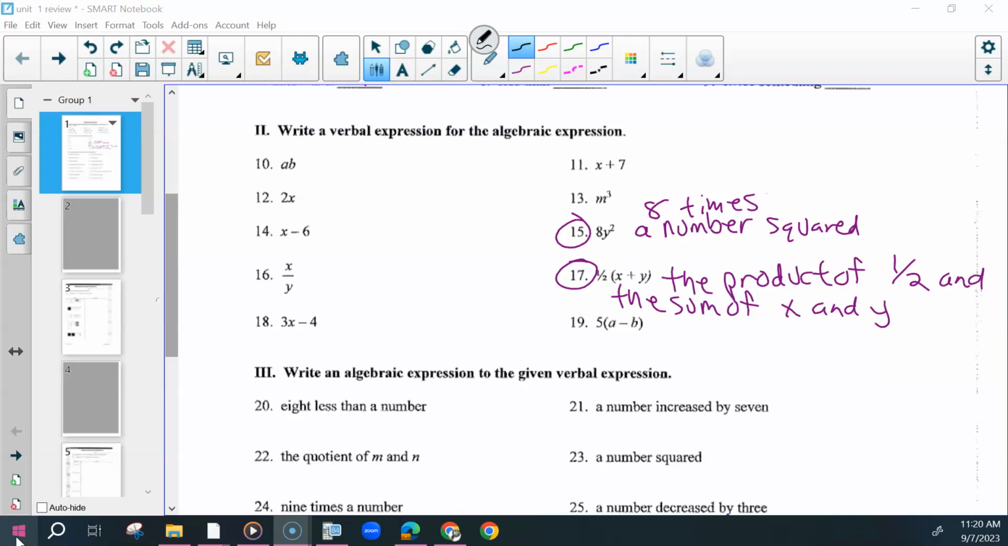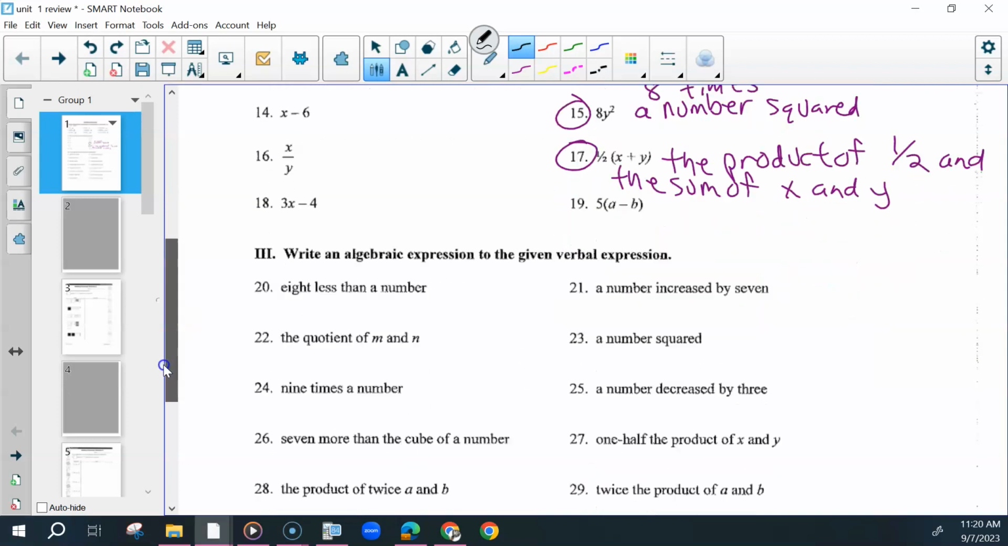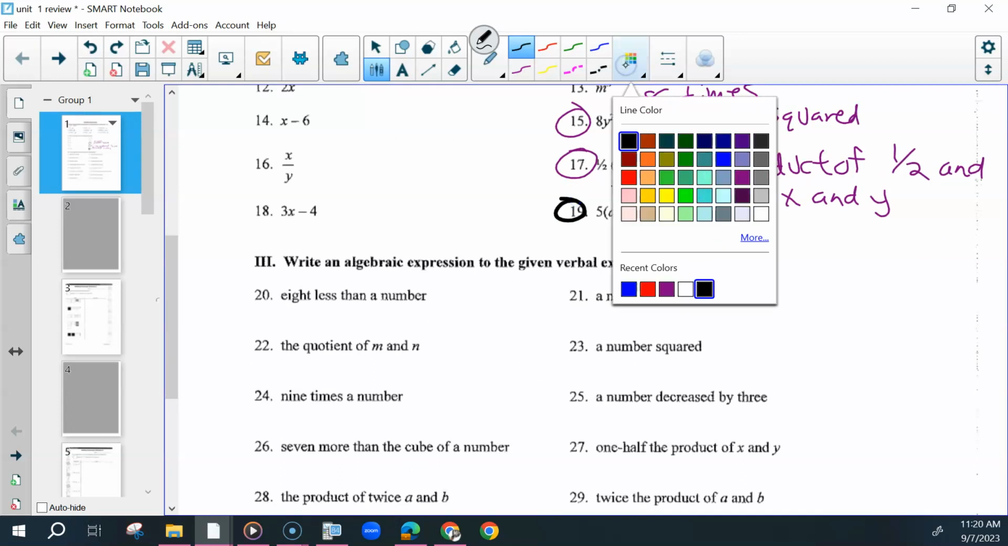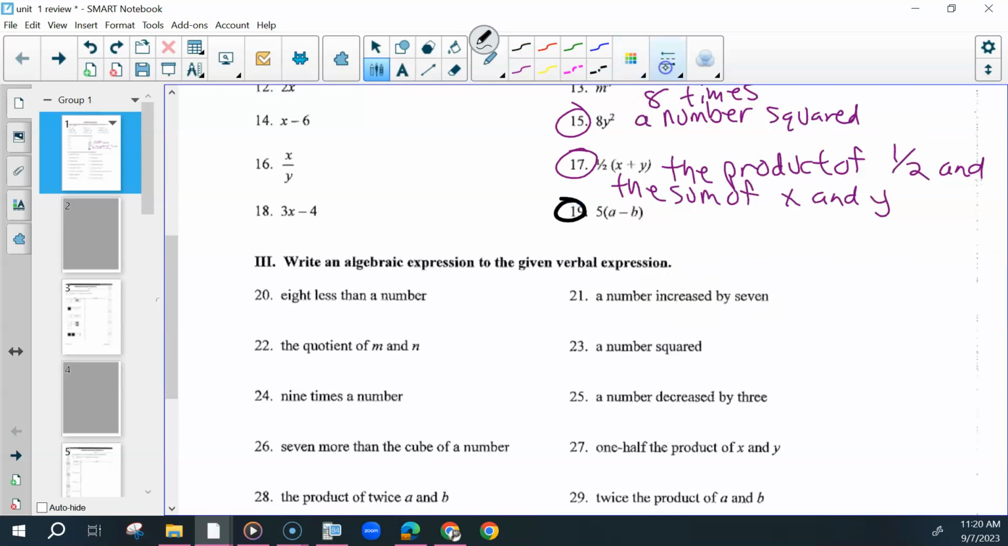Any questions from the second section? 19 is going to be similar to 17, but we are subtracting instead of adding.